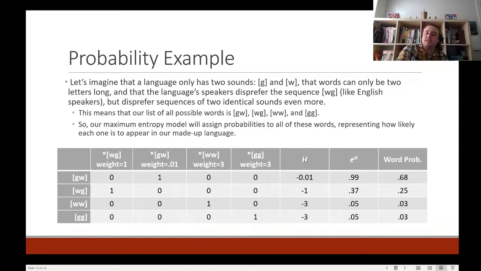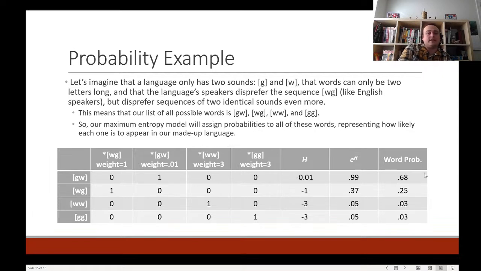Once we have our H's, we can do e to the power of each H. So it's going to give us 0.99, 0.37, 0.05, and 0.05. Then we take the full sum of all of these e to the H's and divide each value by that sum. So that shows us the proportion of the sum that each of these take up. So this one takes up 0.68, this one takes up 0.25, this one takes up 0.03, and this one takes up 0.03. And we treat those proportions as the probability of that word occurring in the language.